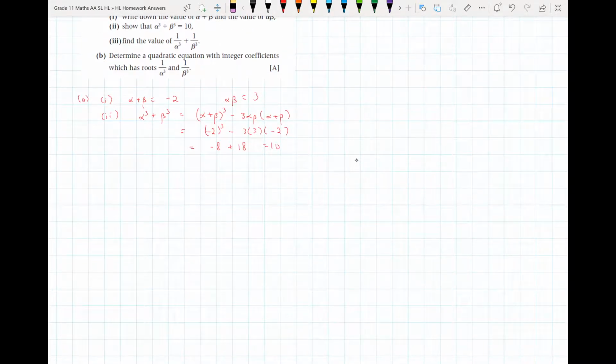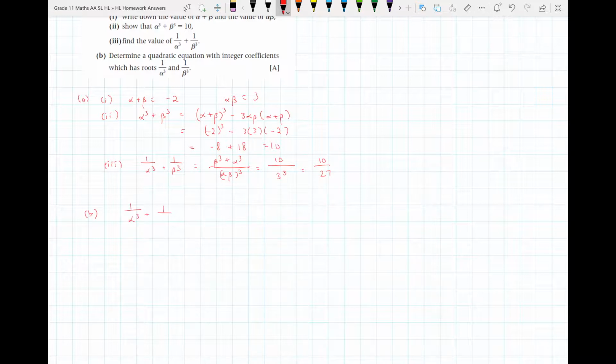Oh, there's a part 3. We want the sum of the cubed reciprocals. Okay, so when we cross multiply, we get this expression. So the numerator is what we just found out on the top. So this will be 10/27. It looks like we're going to be needing that for part B.